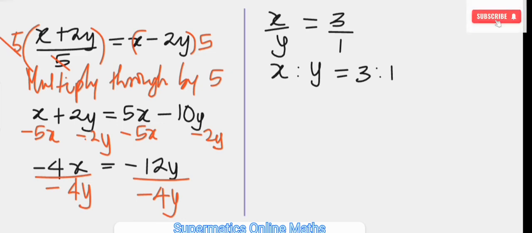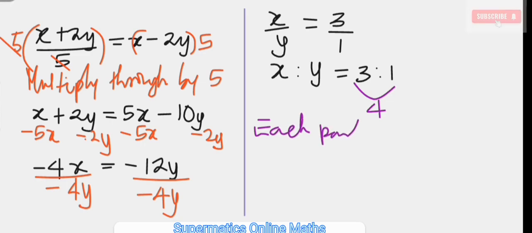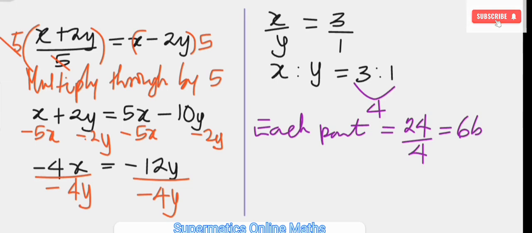Now that we have the ratio, we want to share the 24 bars of chocolate between Ashley and Miranda. And we are going to have the 24 bars shared into 4 parts. That's the sum of the ratio, 3 plus 1, which is 4. And that means that each part will actually be made up of 24 divided by 4, and that's 6 bars of chocolate in each part.